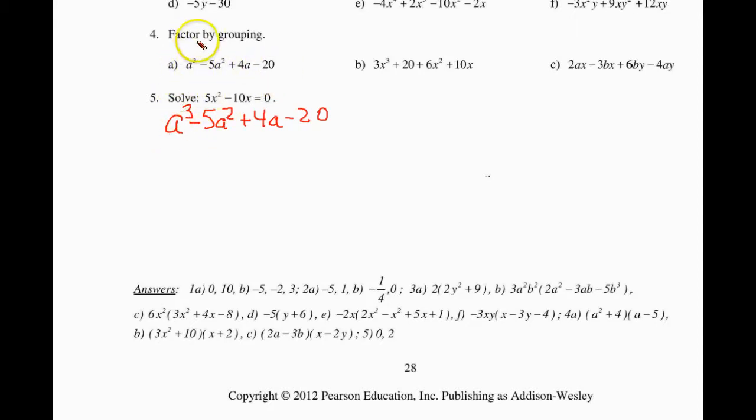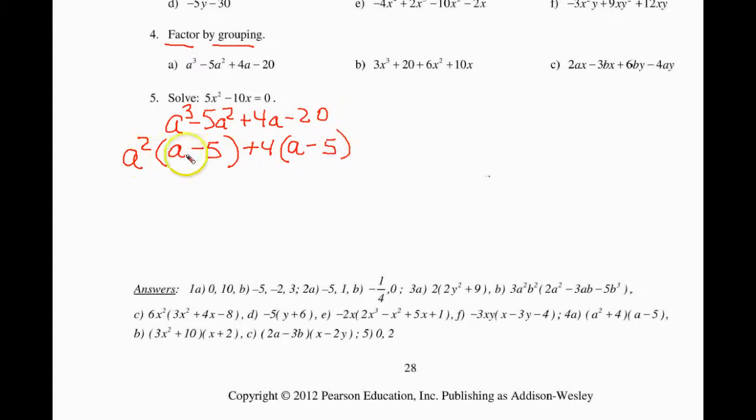We then go to possibly consider factoring by grouping, where we look at the first 2 terms. Is there a common factor in these first 2 terms? And the answer is yes, there's an a squared. So then we get an a minus 5. Now as we look at the last 2 terms, is there a common factor? Yes, there's a 4. And lo and behold, I get a minus 5.